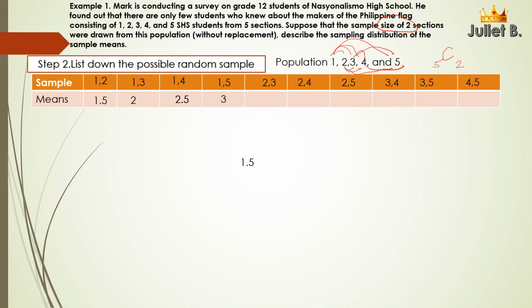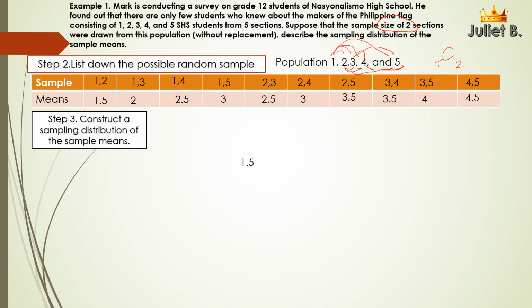2 plus 3, 5 divided by 2, 2.5. 2 plus 4 divided by 2 is 3. 2 plus 5 divided by 2, 3.5. 3 plus 4 ay 7 divided by 2, 3.5 ulit. 3 plus 5 is 8 divided by 2, 4. And then 4 plus 5 is 9 divided by 2, 4.5. So, ito na ngayon yung mga samples at ito na ngayon ang mga sample means.